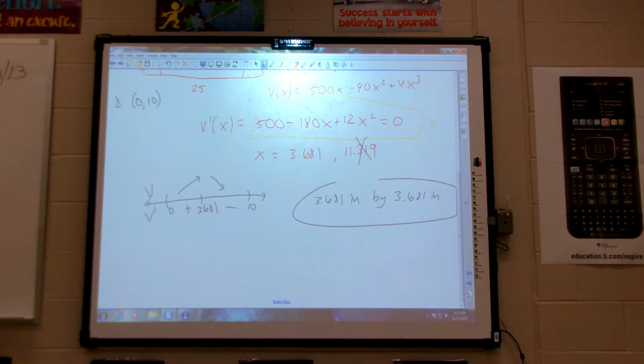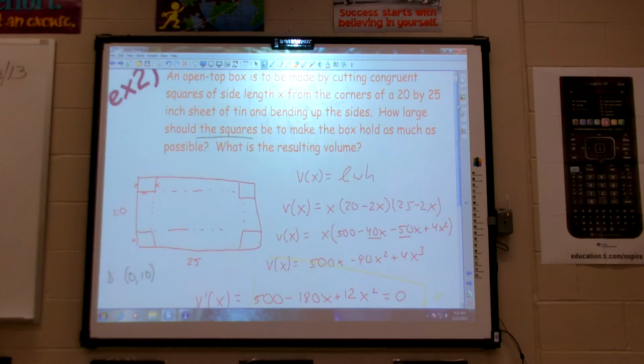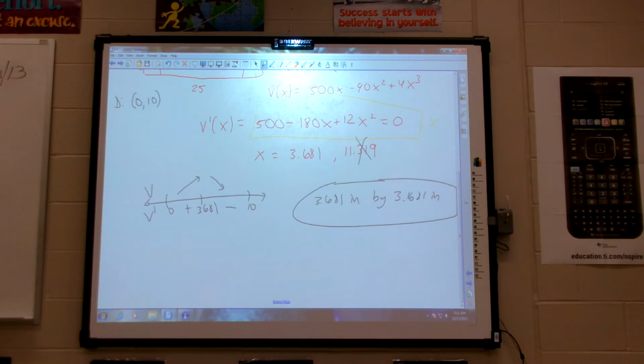There's one question. The second question said, what is the volume then? If they are this size, I want to know the volume. So what do I do? I'm simply going to plug it in. Here's my volume. Don't plug it in the derivative; you're going to get zero, hopefully. I want to know what the volume is, so plug it into the volume. So V of 3.681, and you have to write this on the AP test. They want to know what you're plugging into. Approximately. Go ahead and find that.